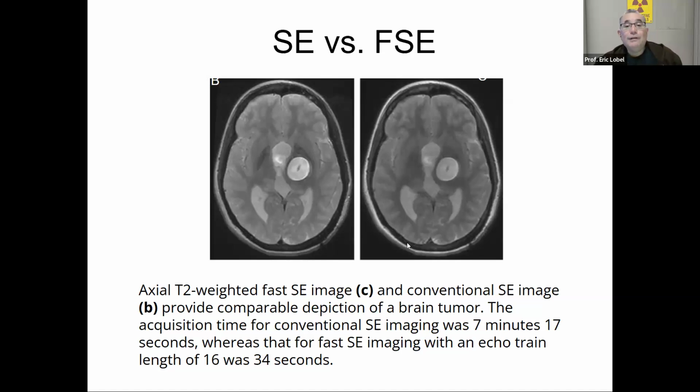So first of all, this brighter image took 7 minutes and 17 seconds. With an ETL of 16, the fast spin echo sequence on the right only took 34 seconds. That's 7 minutes compared to 34 seconds. And it's not terrible. And the other thing is, you're not just doing one sequence, you're doing multiple sequences. You have lots of different data and information to look at.